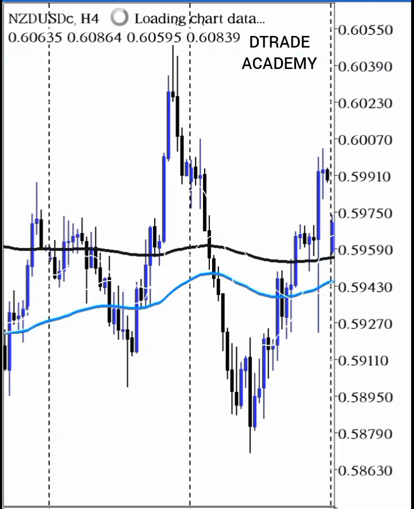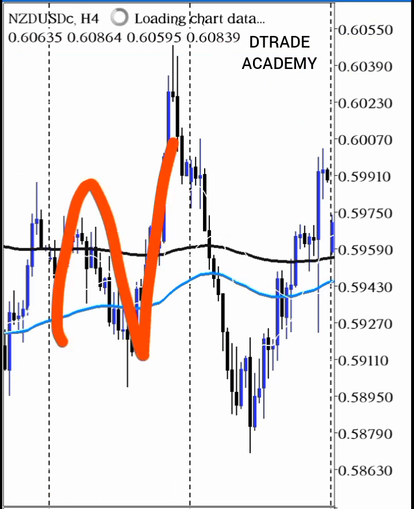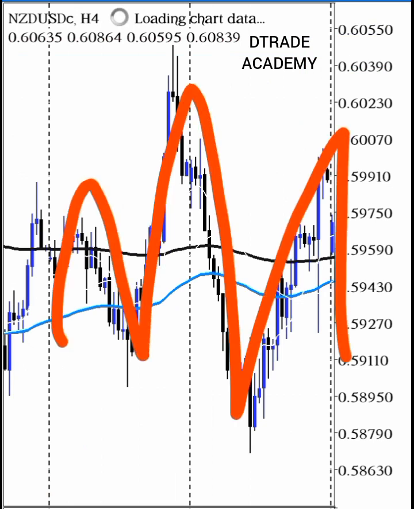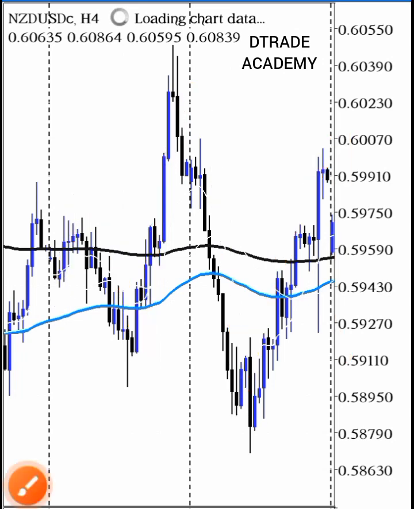In this kind of scenario where we have price going up and down the moving averages, just stay away. Look for other pairs that are trending. The forex market is always a trending market. Look for markets that are trending.